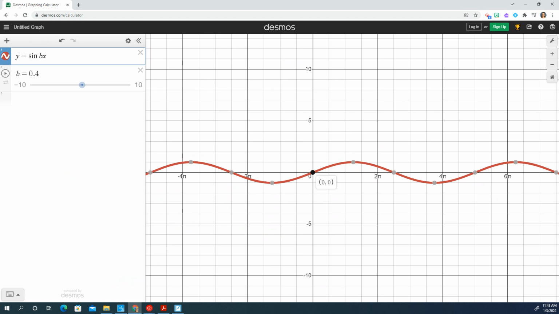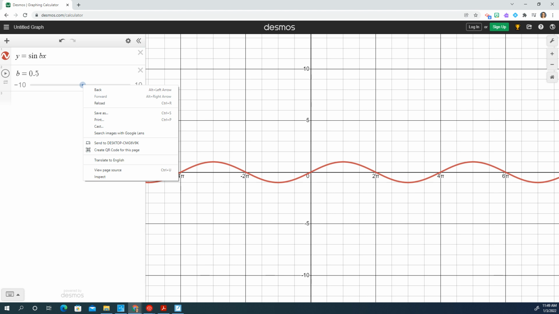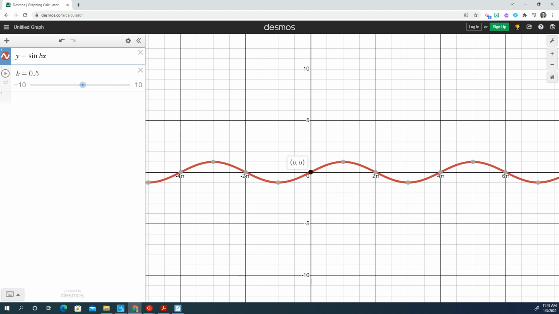So now this one starts at 0. Where does it look like it ends? 5 pi, right? Oh, I did 0.4. Hold on. Let's do 0.5, so that's a little bit nicer number. Okay, sorry. Starts here, ends where? 4 pi. Yep. So here's one cycle.